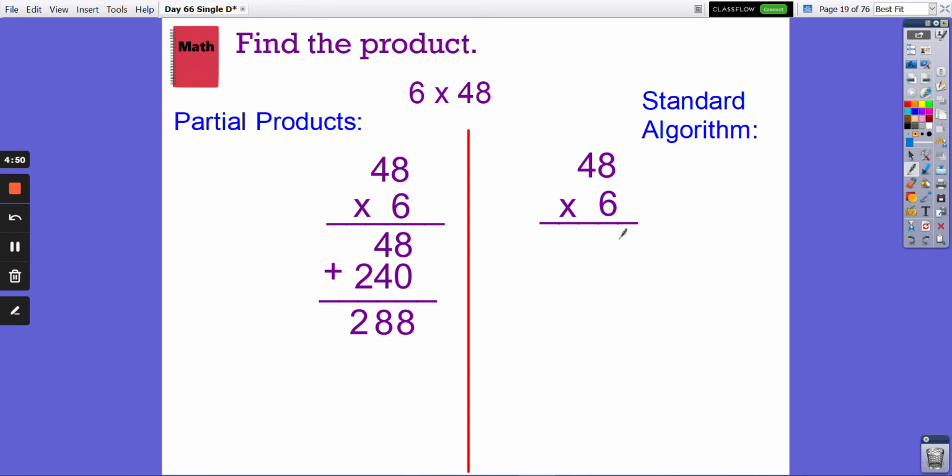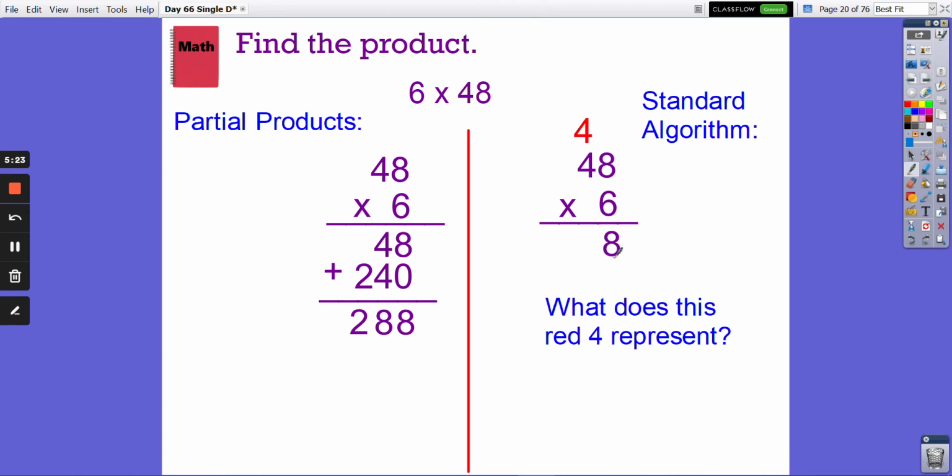Okay, this is the way that we get the same exact answer, but we use the standard algorithm. The same exact answer. It just looks a little different. We're honestly using the same numbers. It just looks different. Just like the area model, it looks different, same numbers. So we're going to start and we're just going to do 6 times 8. Well, 6 times 8 gives us 48.